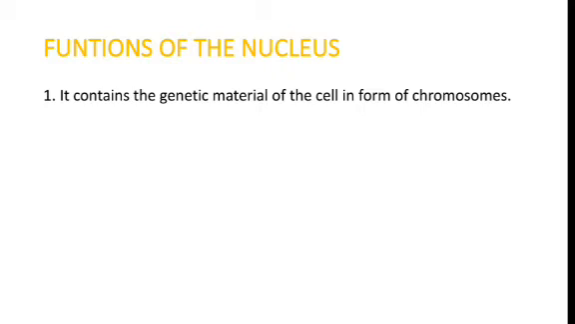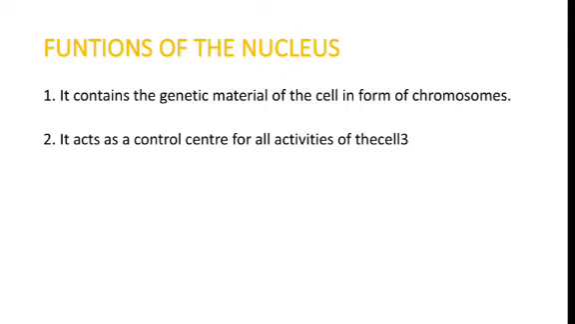So now it contains the genetic material of the cell, which is in the form of chromosomes, and these are the ones which determine the characteristics of the offsprings during fertilization. It also acts as a center for all activities in the cell. Every activity that is going to be made in the cell, it is the nucleus that controls all of those activities which must take place within the cell.